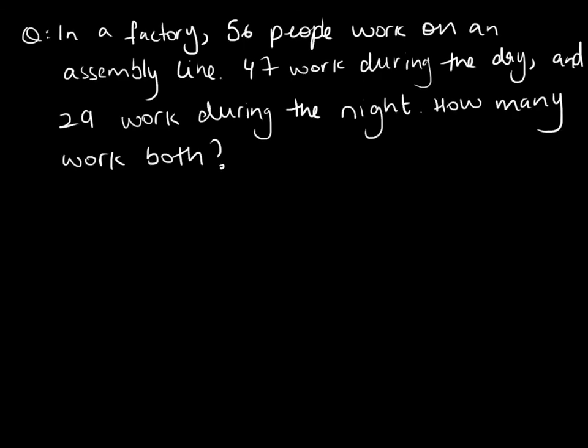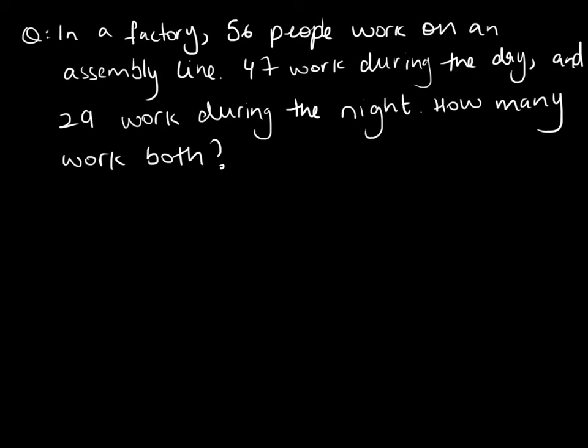So let's begin. Okay, so here we have our first question. In a factory, there are 56 people who work on an assembly line. 47 of them work during the day and 29 work during the night. Now, how many people work both? That just means how many people work during the day as well as during the night.